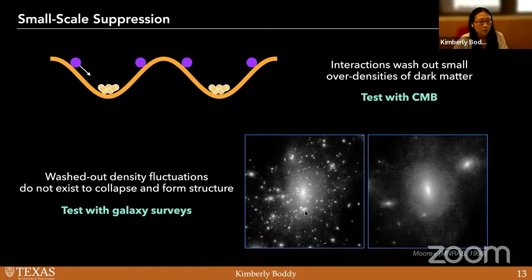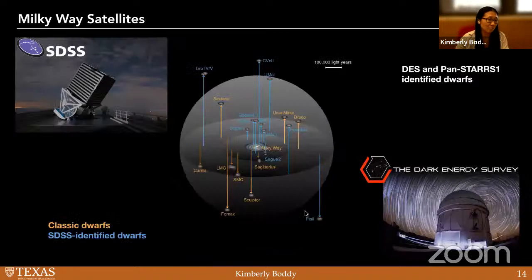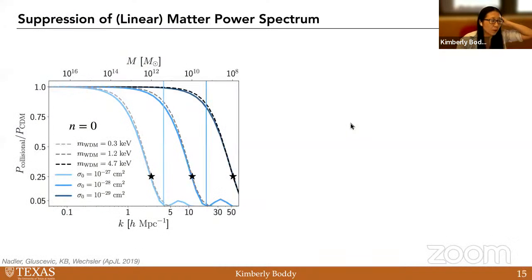But we can take our own Milky Way, for instance, and say we know that there is substructure. We know that the Milky Way has satellite galaxies that make a good candidate for testing what dark matter interactions have to say about the sheer existence of these galaxies. And so this boils down to what's called the suppression of the linear matter power spectrum.